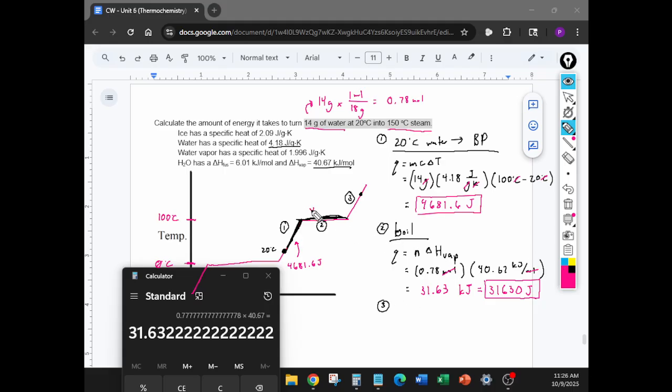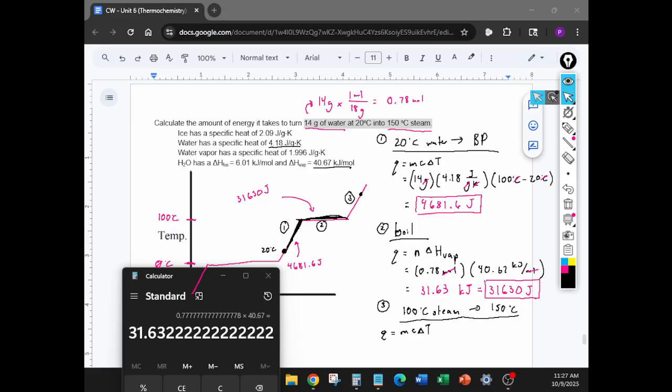Okay, so this step right here, second step, is going to be 31,630 joules. All right, last step right here. Last step is going to be where we take our 100 degrees Celsius steam and we take it to 150 degrees Celsius steam. And for this one, pretty simple. We're just going to use the Q equals MCAT formula. But this time, just make sure that you use the values for, obviously, steam.